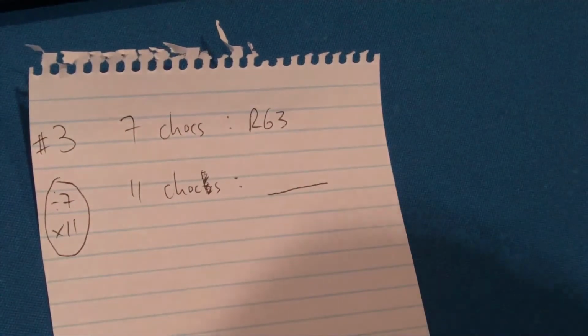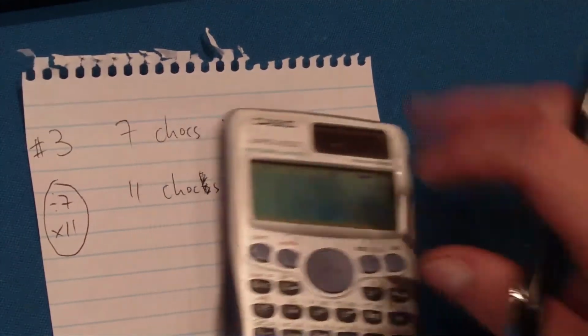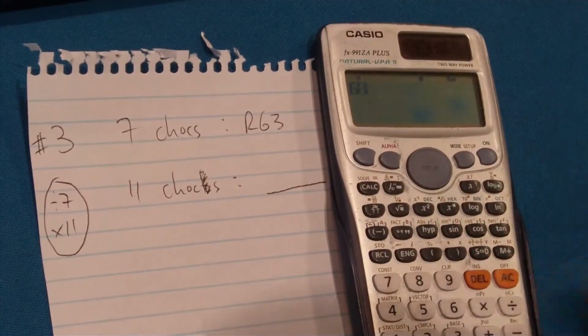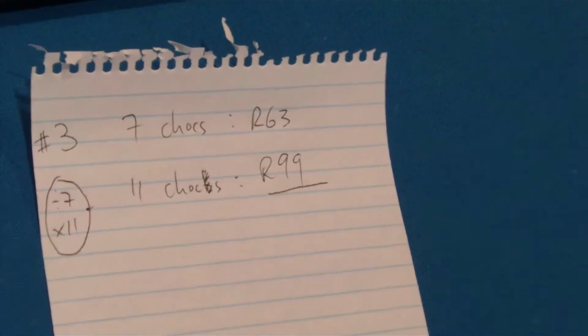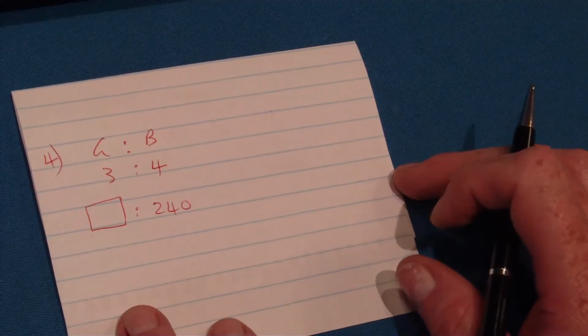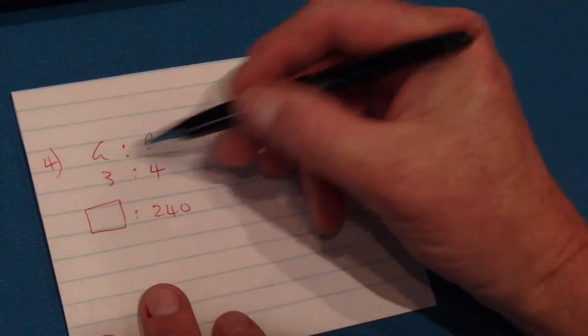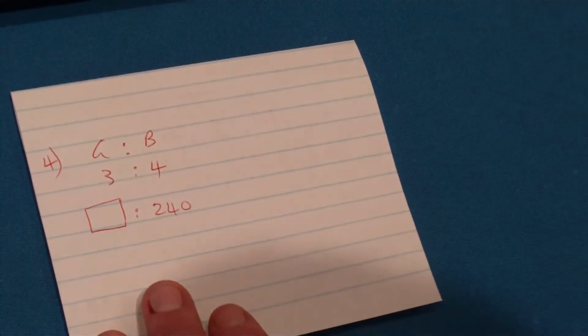Okay, so I'm going to take my 63. I'm going to divide it by 7 and times it by 11 equals, check, 99 rand. Done. The ratio of girls to boys is 3 to 4. Girls to boys 3 to 4. Make sure the order is right.